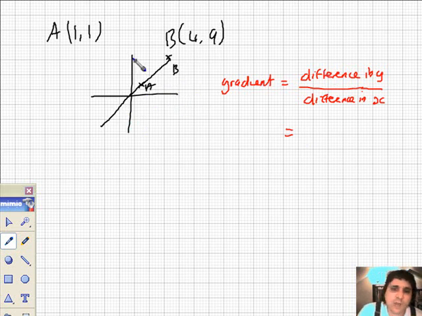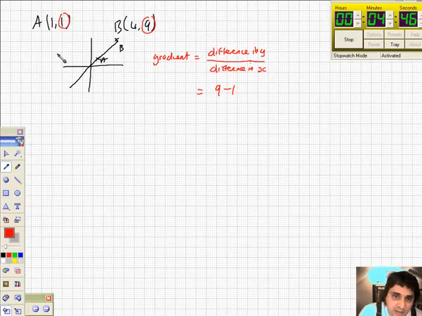So the difference in the y means the y values subtracted. Now, if we're going to say 1 take away 9, that's fine. But when we come to the x's, we've got to say 1 take away 4. Doesn't matter which way around you do it. You can say 9 take away 1, but you must say 4 take away 1. Depends which way you want to go. So let me just do it the positive way. So 9 take away 1 takes care of that and that.